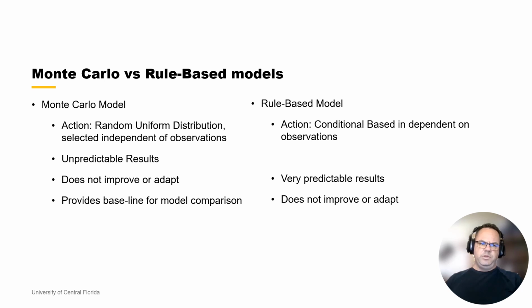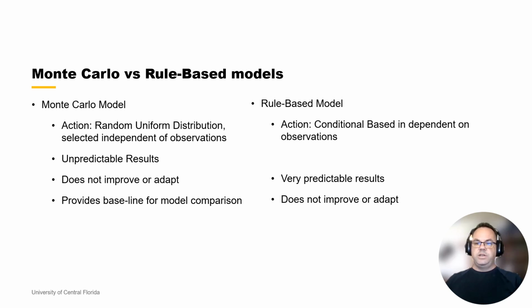For this assignment, we looked at the Monte Carlo model and we looked at a rule-based model that we set up ourselves. We set up the rules ourselves within Python in the Google Colab. For the Monte Carlo model, let's discuss this model first. In this model, the actions are chosen using a random uniform distribution. What this means is that each time step, the agent selects an action completely independent of the current observations. There is no consideration for the lander's position, velocity, or angle.